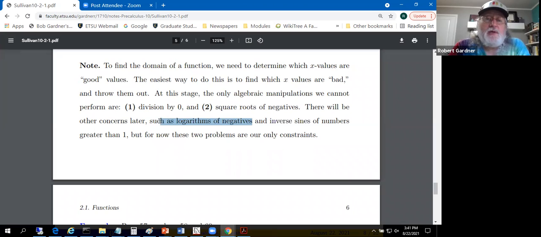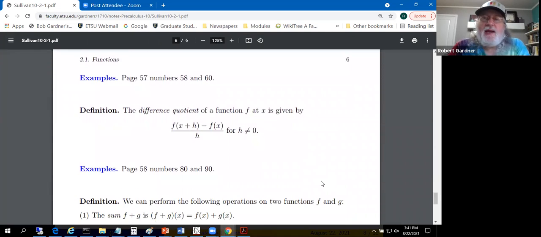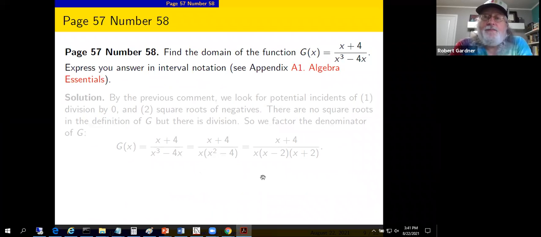There's stuff that lies ahead of you. This in Precalculus 1, trig functions in Precalculus 2. So some things go wrong, but at this stage, these are the only two things that can go wrong because these are the only kinds of formulas and equations that we'll consider. So with that idea of finding bad things and throwing them out, let's look at number 58.